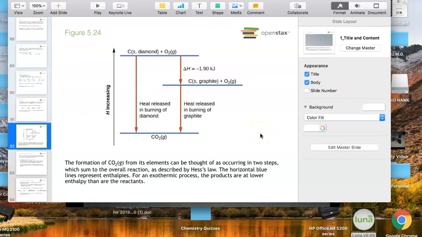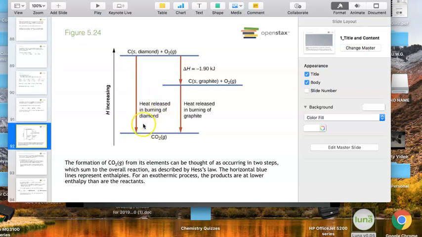Here we see a picture of the formation of CO2, just like we were talking about previously. Its formation from its elements can be thought of as occurring in two steps, which sum to the overall reaction described by Hess's law. The horizontal blue lines represent enthalpies. For an exothermic process, the products are at lower enthalpies than the reactants. So here we see carbon and oxygen, which eventually form carbon dioxide.